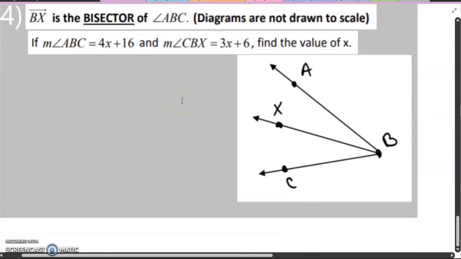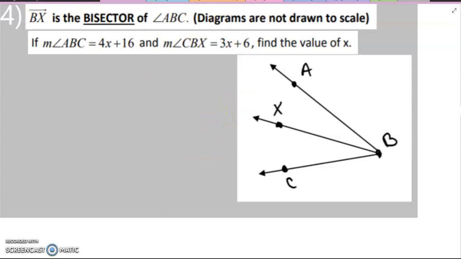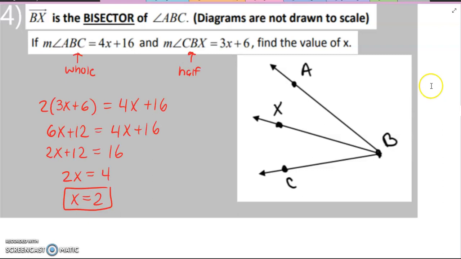Last question for this video. Once again, I'm going to have you pause this video and then try this problem out. And then in a few seconds, I'll have the answer for you. I got an answer of x equals 2 here.